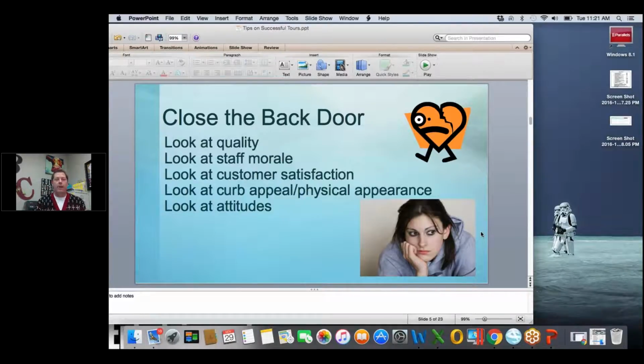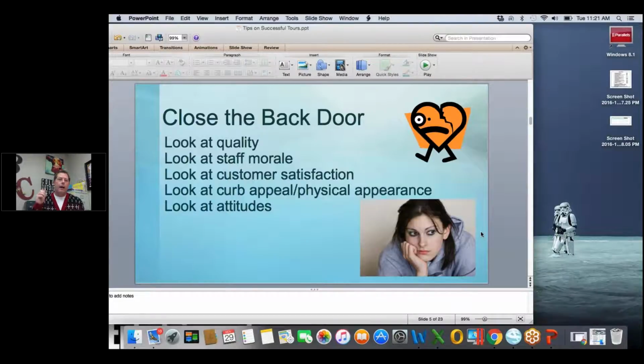Look at your customer satisfaction. Twice a year, I do a parent survey, and we do it on the internet, so it's very discreet. I can't tell who wrote what, but ask your parents, how are we doing? What can we do better? What are some of the great things about our program? What are some of the not so great things about our program? But really take a look at that customer satisfaction.